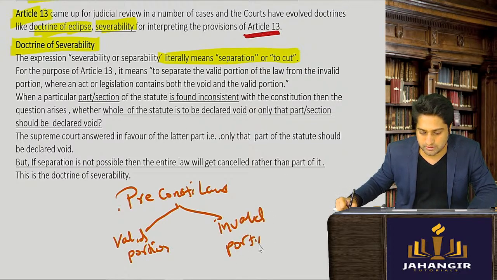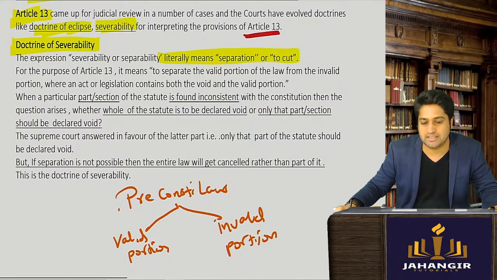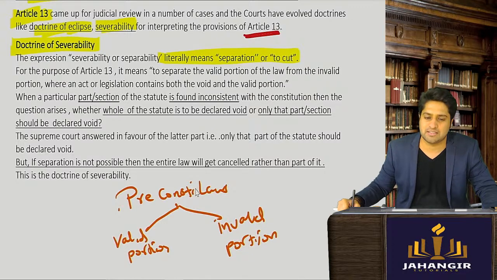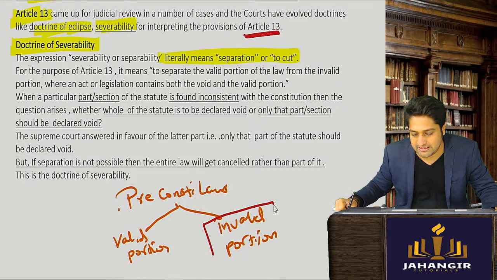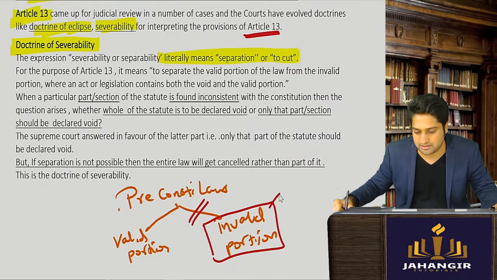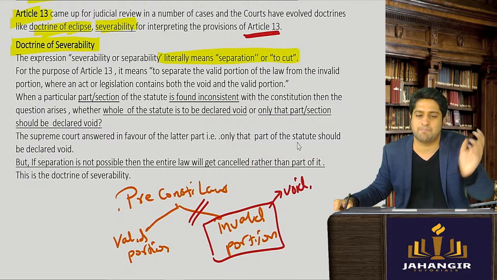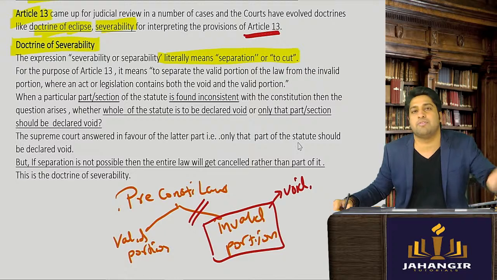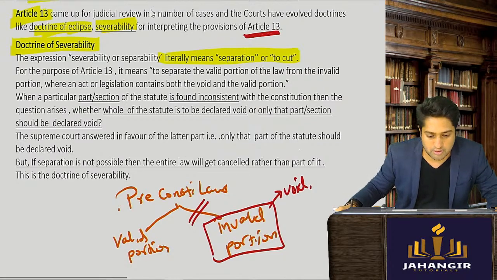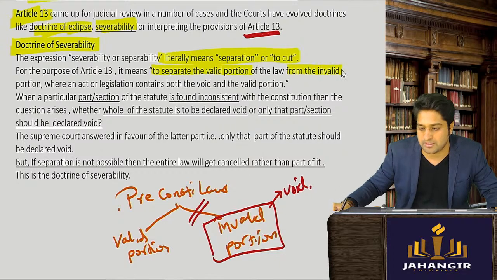Invalid portion. Now tell me, what will happen when it is against the constitution? They say very simple: whatever is the invalid part, cut that out, make it invalid and void. This is the doctrine of severability, that is, separate the invalid part from the valid part. So for this purpose, it means to separate the valid portion from the invalid portion.